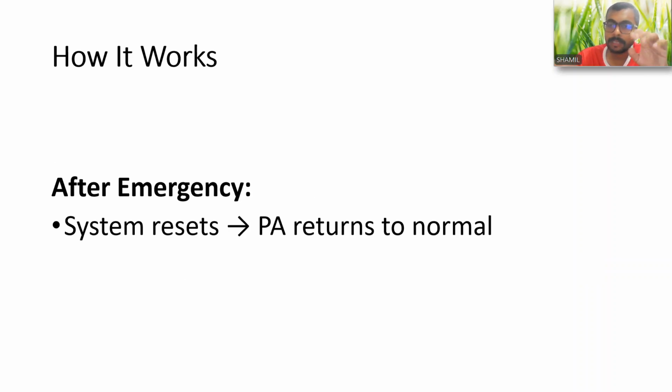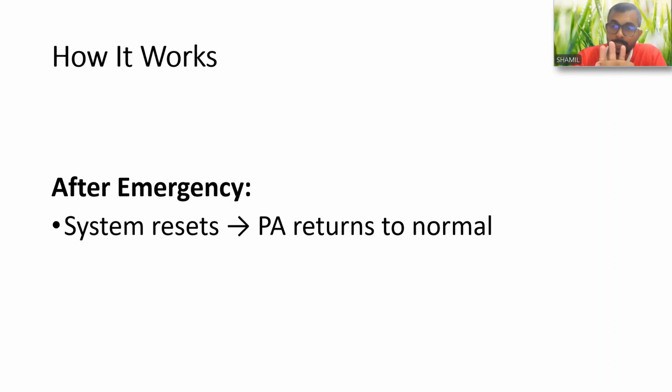Now, what happens after the emergency? After the emergency, the system will reset. That is, once the fire is detected and once the fire is cleared, once the situation has returned to normal, the system will be reset. That is, the fire alarm control panel will be reset, and the PA will return to normal. Okay, so both the systems will come back to the normal state. This is what happens after the emergency.